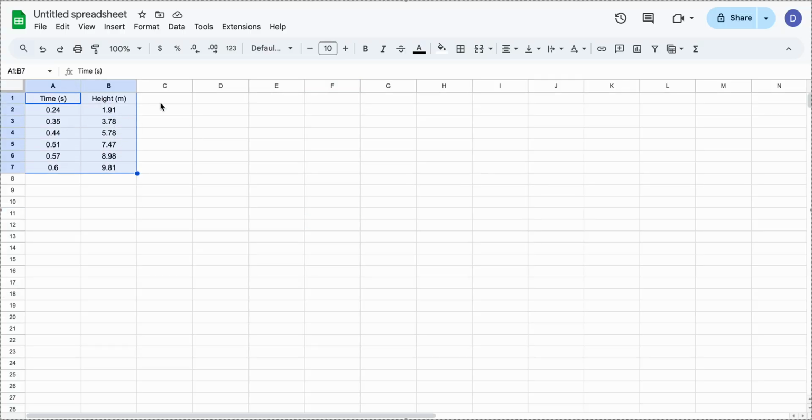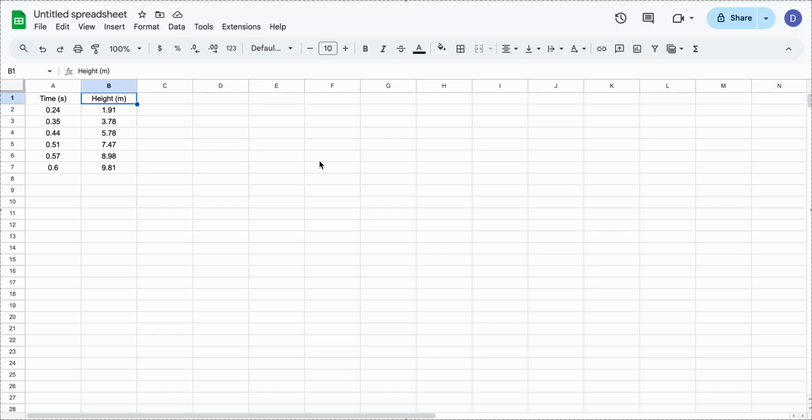Just a little extra thing about tables: when you have your data, please label your title with the units of measurements and don't ever put units next to the values. So like, don't do this. Okay, this is not a good practice. So always have the units of measurements in the titles. Like here, I have time measured in seconds, height measured in meters, and here is my data.